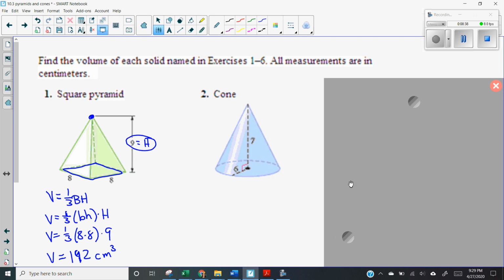Okay, number 2, nothing crazy about this one. Our base is just a circle. Here's our capital H height. Notice it has a perpendicular marking. Let me back up here to number 1.